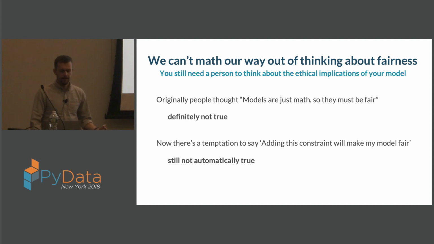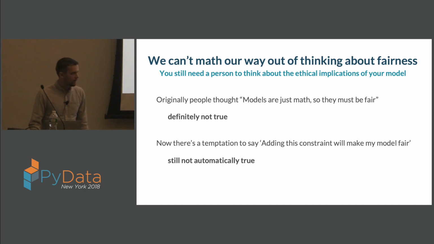So the final takeaway from these three subtleties that I want to stress is that we can't math our way out of thinking about fairness. These are human questions with ethical implications, and you need some human judgment to make an appropriate decision about how you define fairness in your context, and then how you go about measuring it.